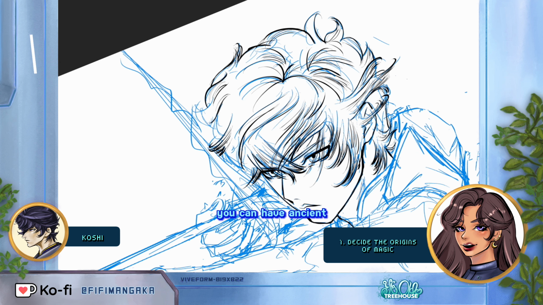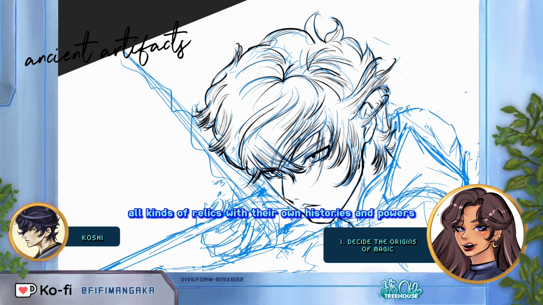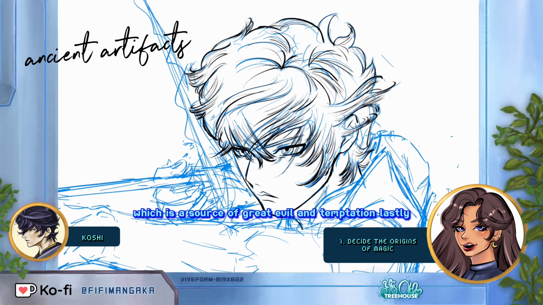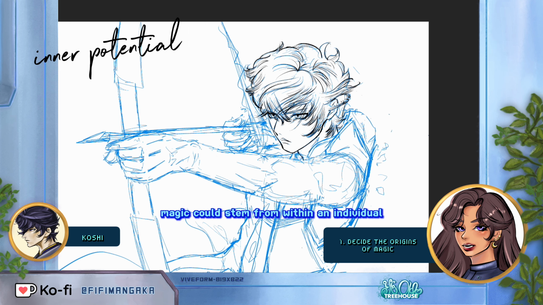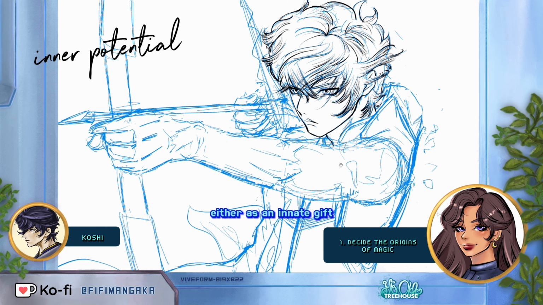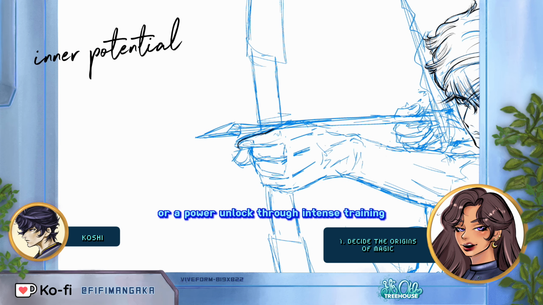You can have ancient artifacts where the magic comes from. It can be tied to all kinds of relics with their own histories and powers, kind of like the ring in Lord of the Rings, which is a source of great evil and temptation. Lastly, you can also examine an origin of inner potential. Magic could stem from within an individual, either as an innate gift or a power unlocked through intense training or self-discovery. This is a common one in plenty of comics and manga.